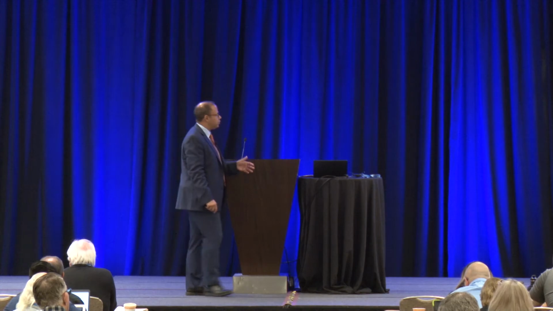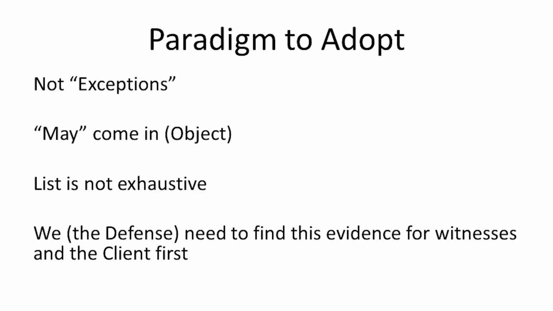So what we want to do is this. First of all, this list never says exceptions, so we should never call them exceptions. It gives them too much power. Exceptions are automatic. These are not automatic. It says may. It's always said may. I looked at it. It's always said may. But we always read exceptions, right? That's like, oh, if it checks the box, boom, it comes in. It doesn't say that. The court still has the ability to say no.